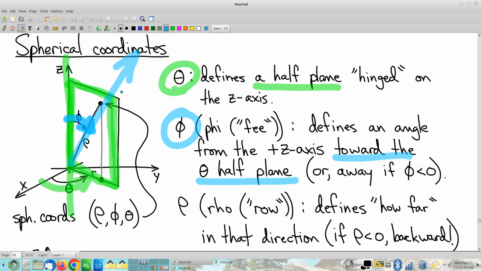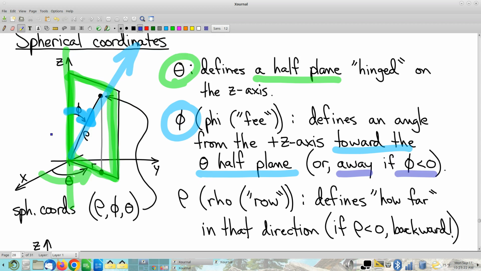Now, what happens if phi is negative? It's exactly what you would expect. If phi is negative, then just go the opposite direction. So if this is a positive phi, then as you would suspect, a negative phi would be just back that way, like so. Does that make sense to everybody? Seem plausible? Okay, so it's perfectly fine for phi to be positive or negative, just like it's perfectly fine for theta to be positive or negative. Okay, moving along.